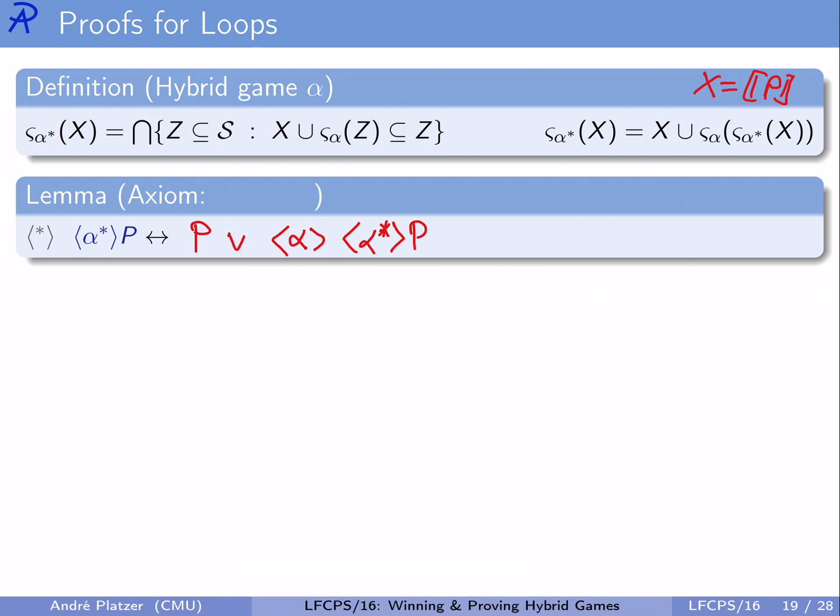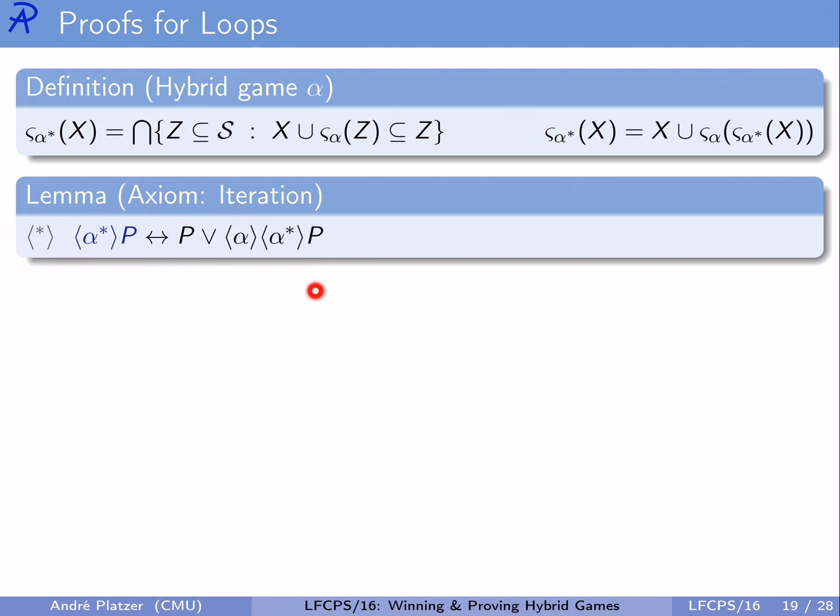And have we ever seen an axiom like this before? Yes, in its dual form. That's the iteration axiom. Angel has a winning strategy in the repetition of alpha to make it into a state where P holds true if and only if either she's already there or she has a winning strategy in the alpha game, so just one round, to make it into a state from which, if she were to do that again, she would have a winning strategy in the game of repetition of alpha to make it into a state where P holds true. We just looked at the core of the arguments of the soundness specification of this.